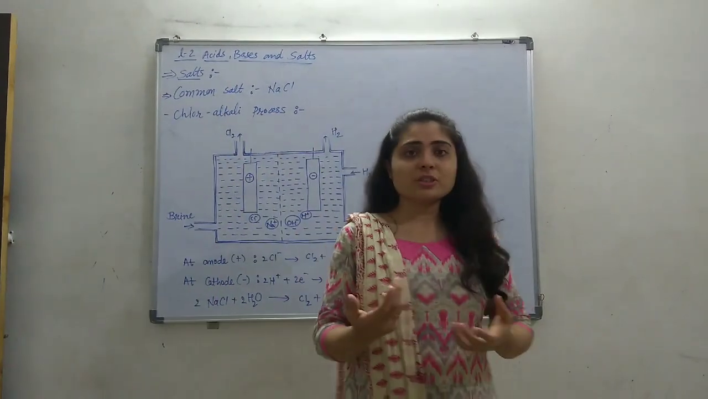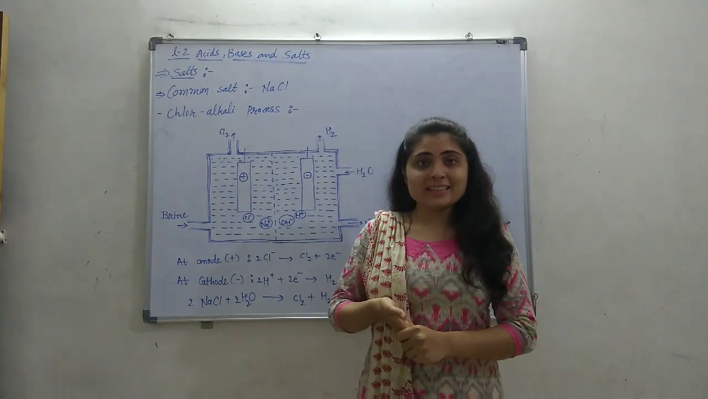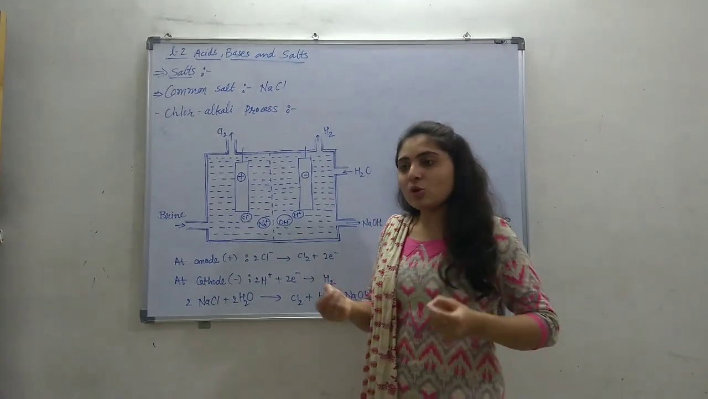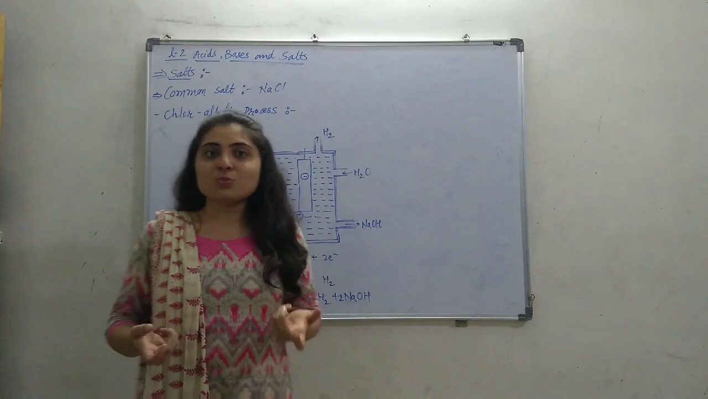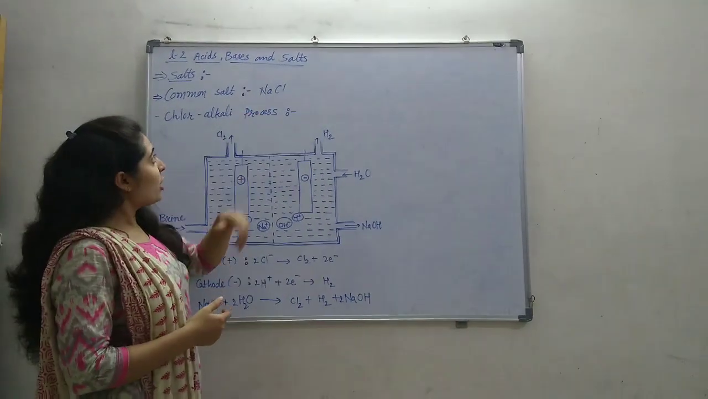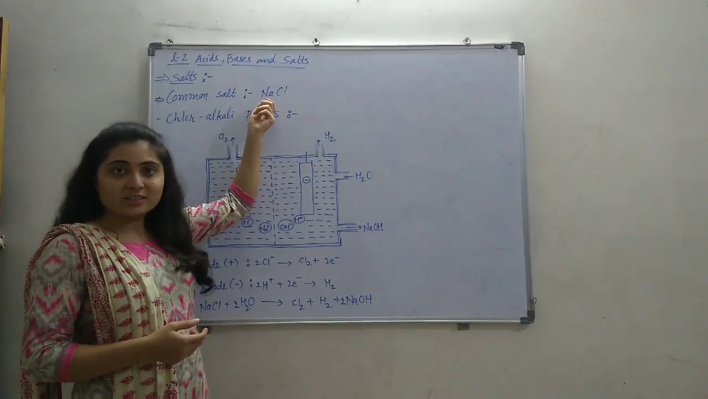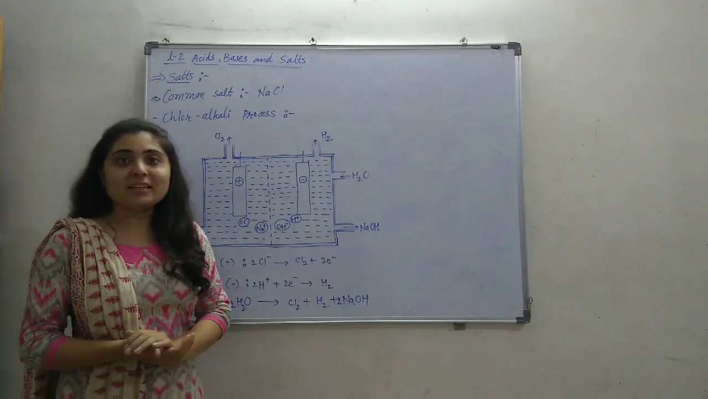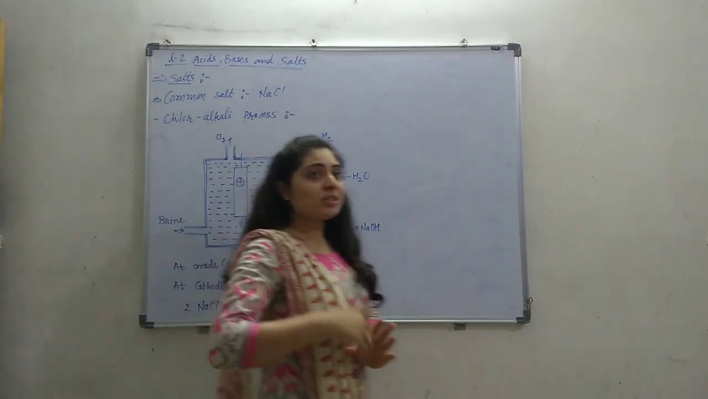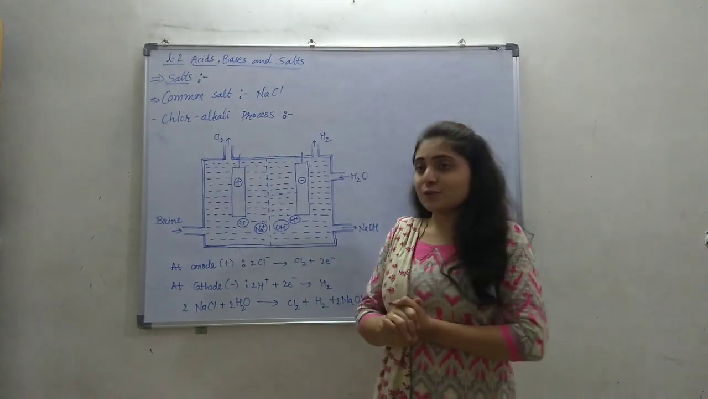The chemical formula of common salt is NaCl, sodium chloride. This salt is made up of which acid and which base? We can predict it from the formula itself, NaCl. So it is made from the base NaOH, sodium hydroxide, and the acid HCl. From this acid and base, NaCl is formed.